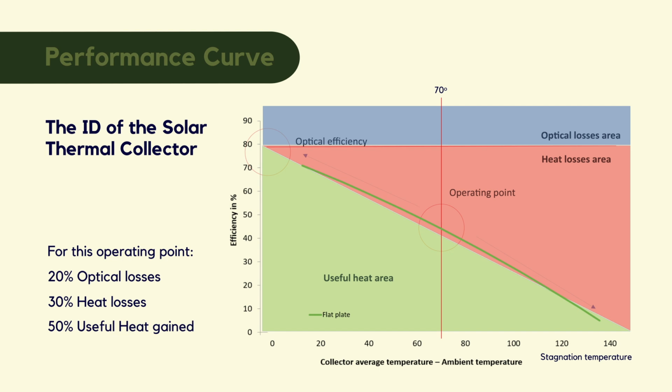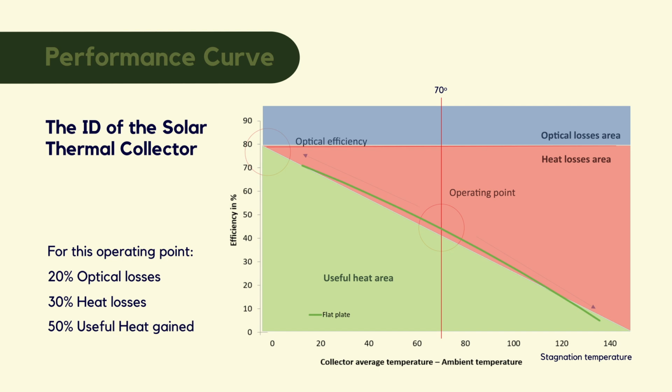The biggest efficiency on a solar thermal collector is the so-called optical efficiency. So we just have optical losses, we don't have thermal losses at that point. And on the other side of the curve, we have the so-called stagnation temperature. It's the temperature when we stop to operate our collector because we cannot extract any more energy from it.